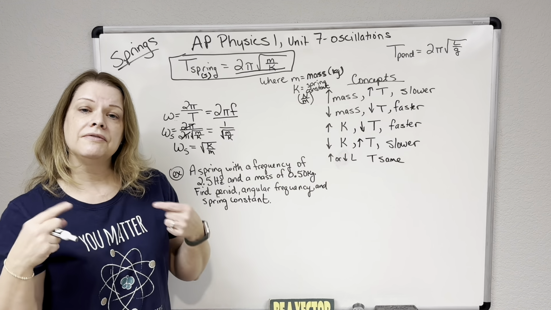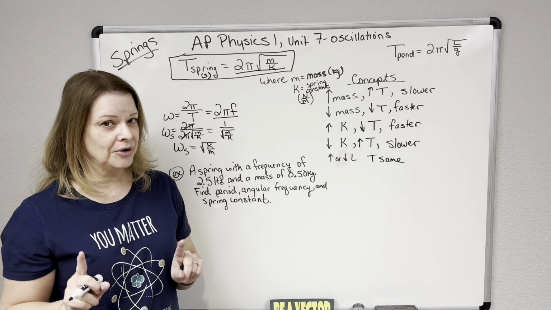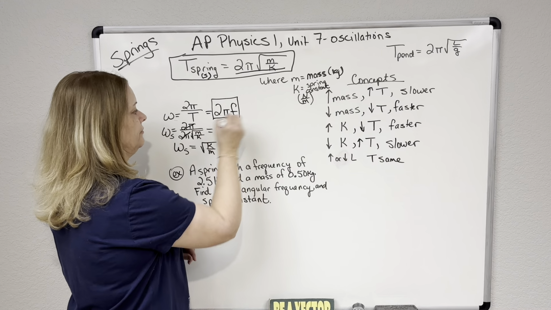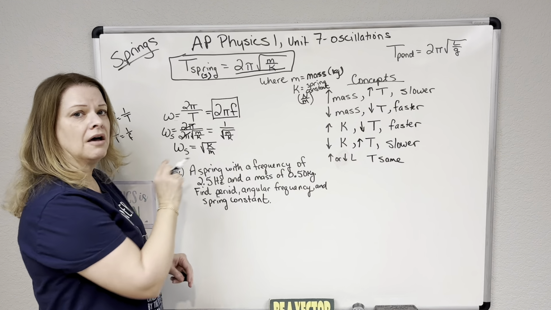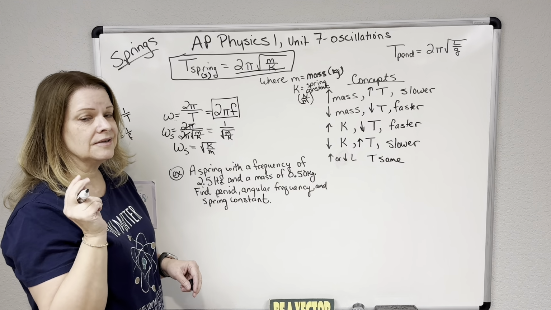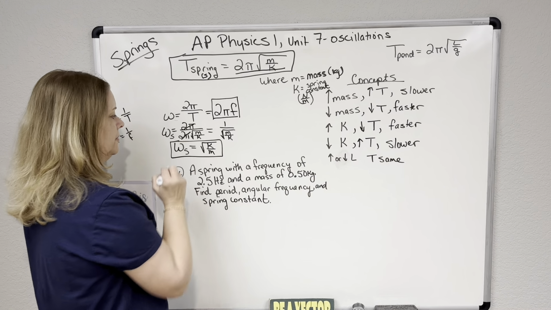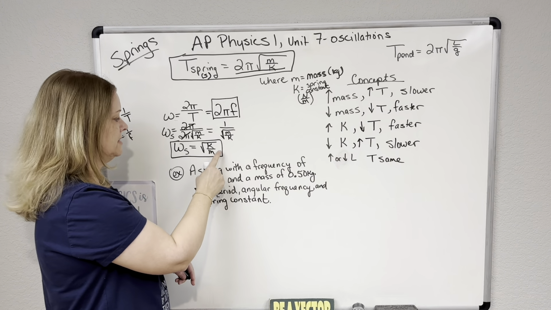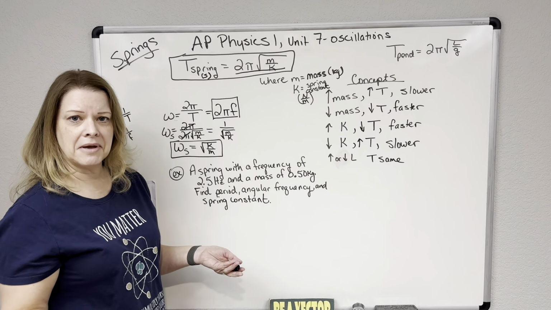So now, if they give you the frequency of a spring in hertz, you can use this equation. If they give you the spring constant and the mass of a spring, then you can use this equation. If you have frequency and you have spring constant and you have mass, you can use either one. It doesn't matter, you'll get the same answer.